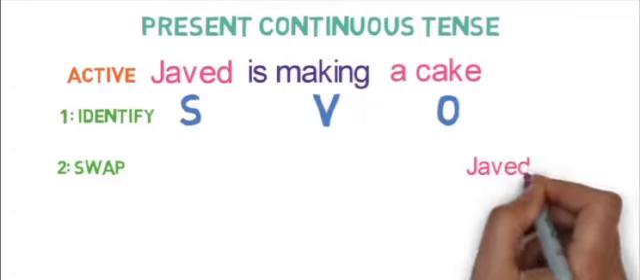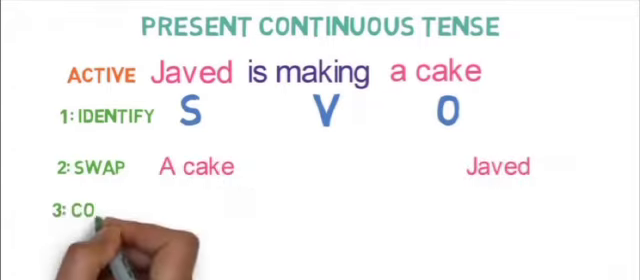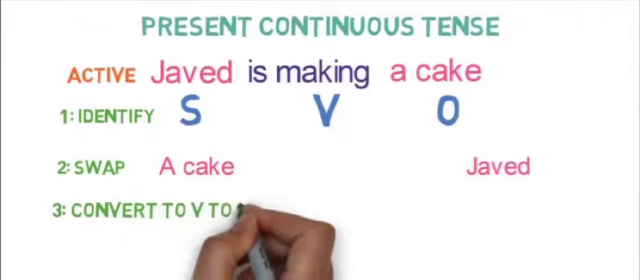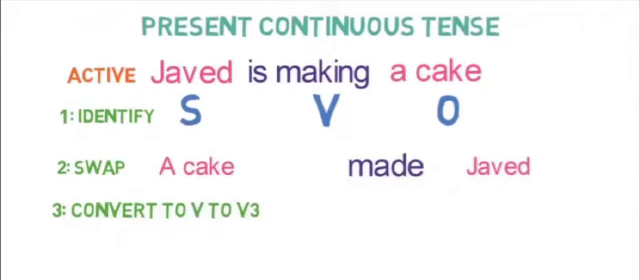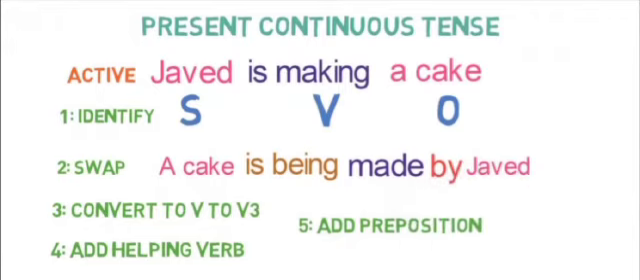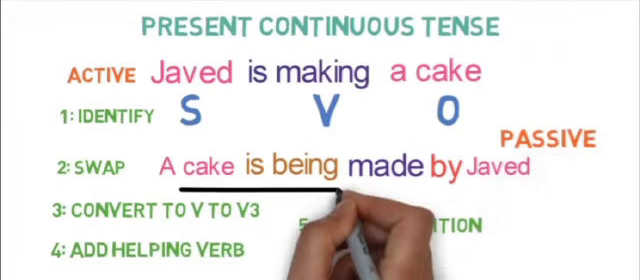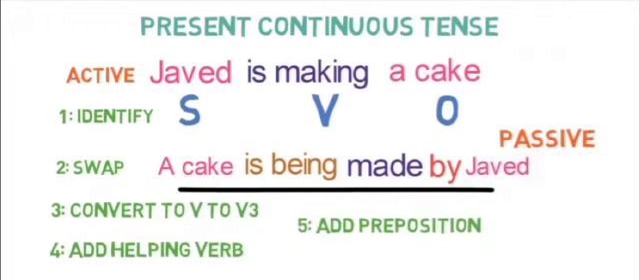Swap the positions of subject and object. So subject is a cake and object will be Javed. Convert to the third form of verb, that is, making will be changed to made. Add a suitable helping verb, is being, and then apply the fifth rule, by. So in passive form the sentence will be a cake is being made by Javed.